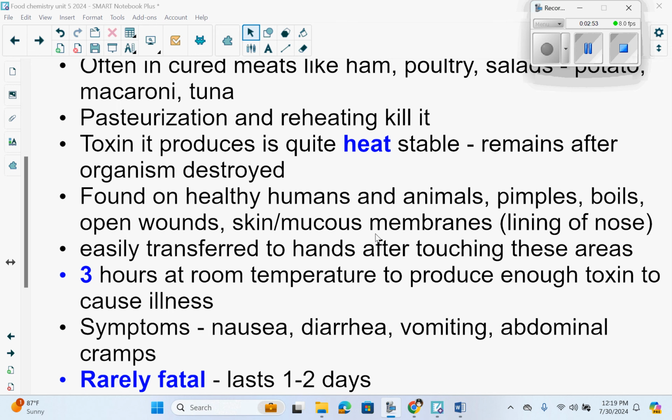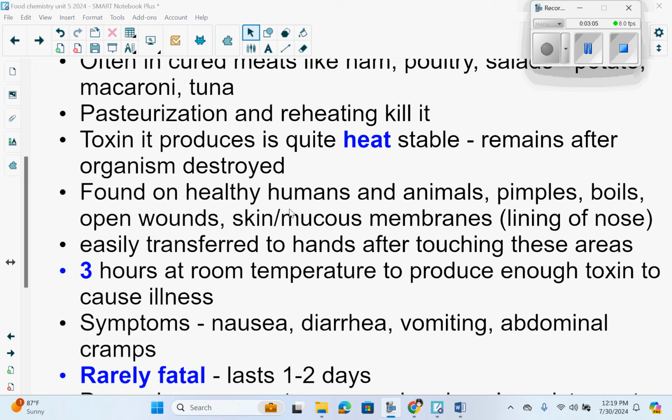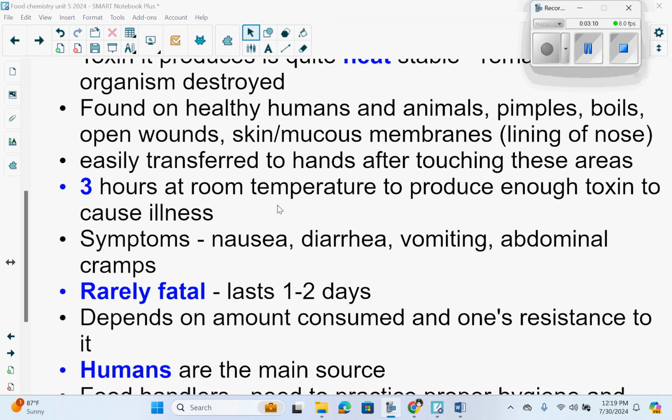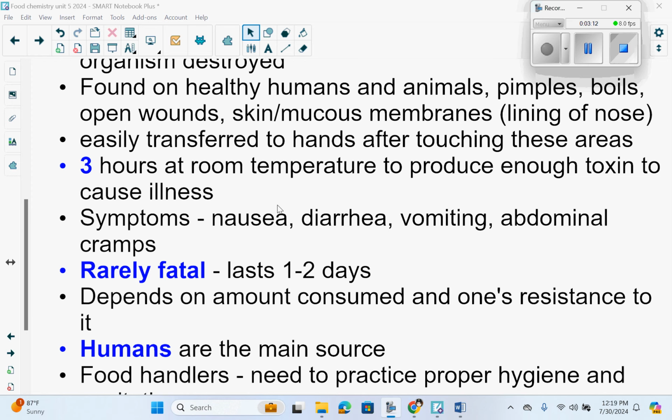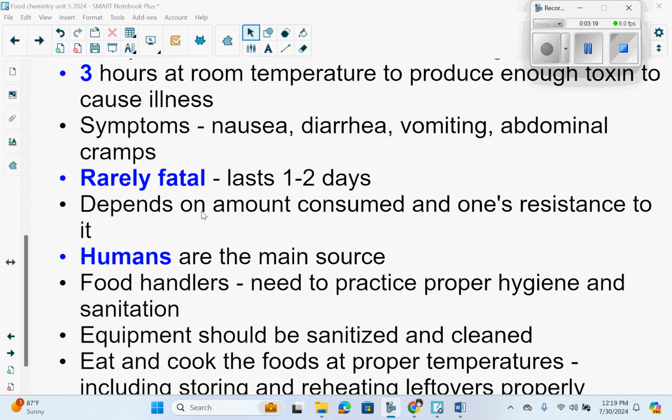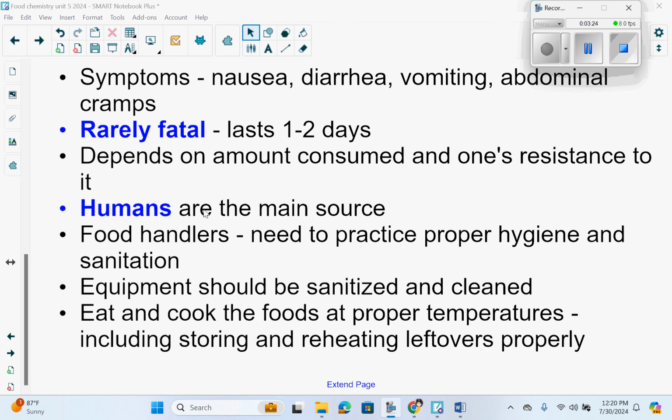It's found on healthy humans and animals in pimples, boils, open wounds, skin or mucous membranes, like the lining of the nose. It's easily transferred to your hands after touching any of these areas. And 3 hours at room temperature is enough to produce enough toxin to cause illness. Symptoms include nausea, diarrhea, vomiting, and abdominal cramps. It's rarely fatal, lasts about 1 to 2 days, and it depends on the amount consumed and one's resistance to it. Humans are the main source.